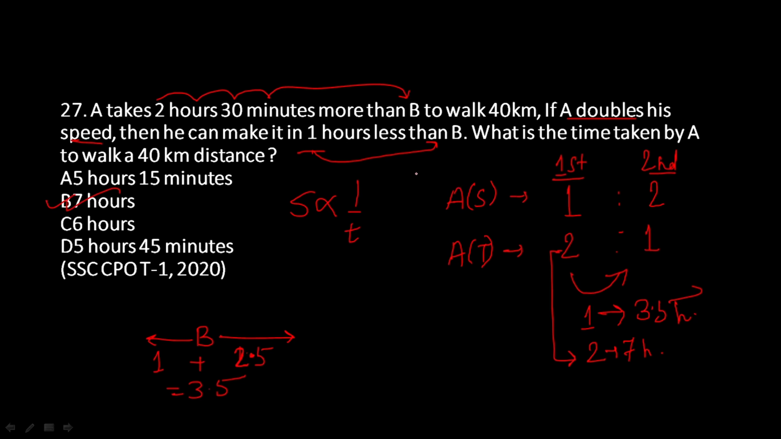Otherwise, you can do it by 40 upon A plus 40 upon B, not plus but minus. It will be 2 hours 30 minutes and all. It will take a lot of time. So this is the simplest way to solve it. I hope it is clear to you. If you have any doubt, you should ask. Moving to the next one.